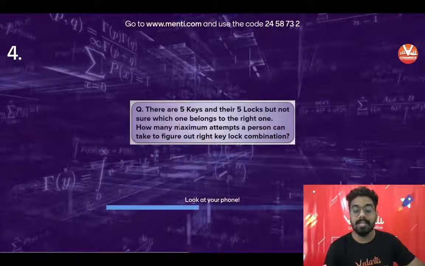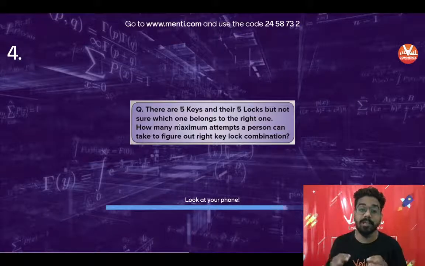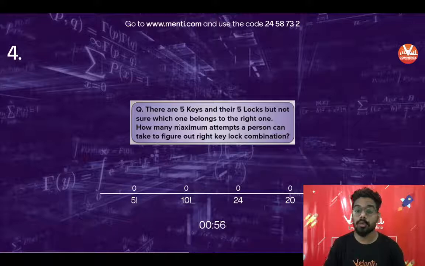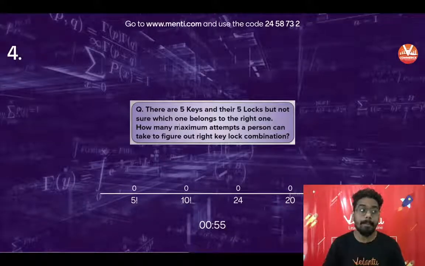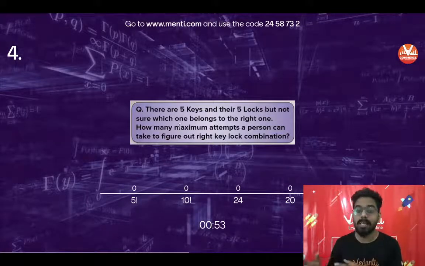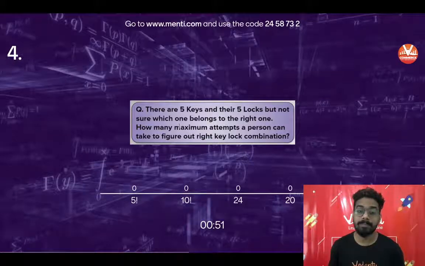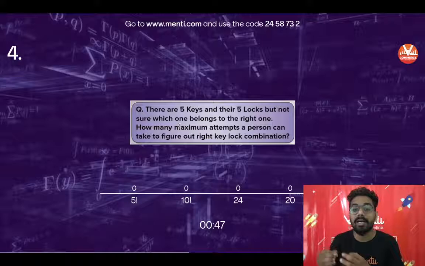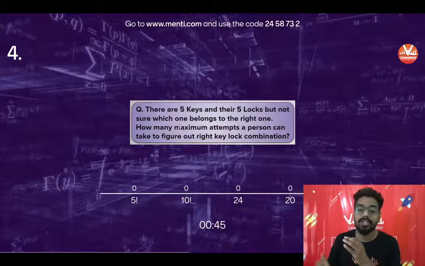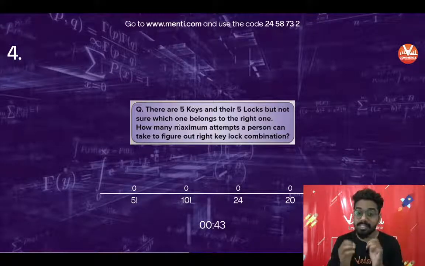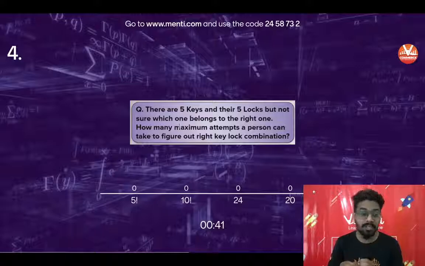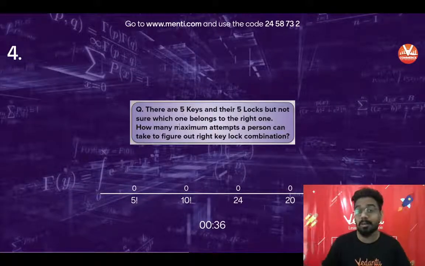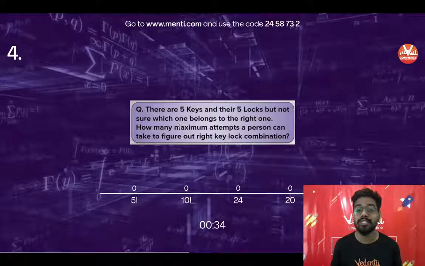There are 5 keys and 5 locks. It's a very good question. There are 5 keys and 5 locks, but not sure which one belongs to the right one. मतलब किस ताले की कौन सी चाबी है ये हमें पता ही नहीं है. How many maximum attempts can a person take to figure out the right key lock combination? The solution of this question will shatter your mind. पूरा दिमाग हिल जाएगा बेटा कि सर ऐसा भी हो सकता है क्या permutation combination के अंदर.